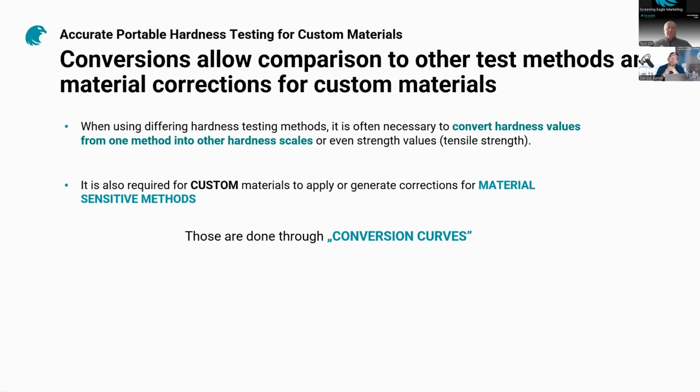In other words, we have two use cases for the conversion curves. Either we generate one value to be expressed in another, for example, because a subcontractor or a client wants to have a different value, a different unit, to adjust to their processes, or because they have different processes. And the second one is when we use material-dependent methods like LEEB and UCI.